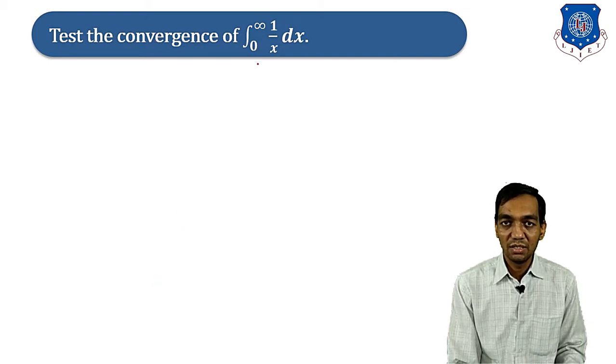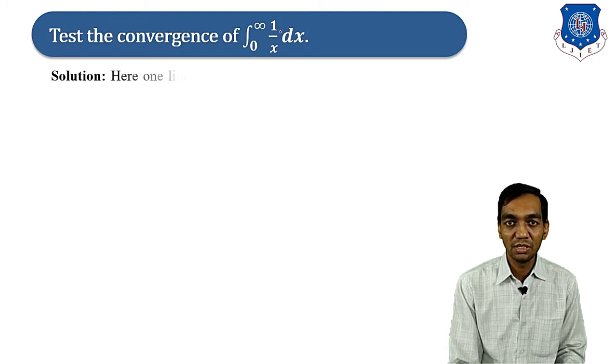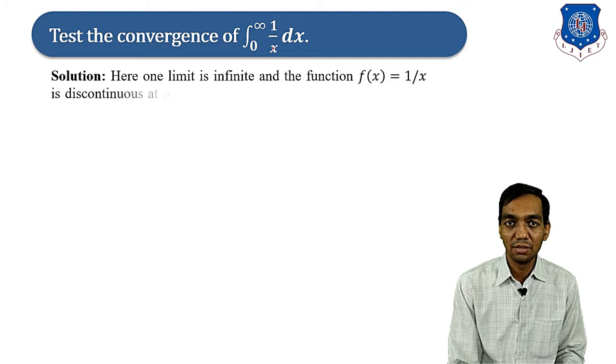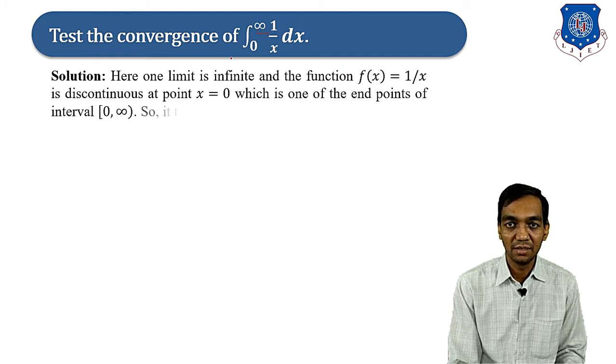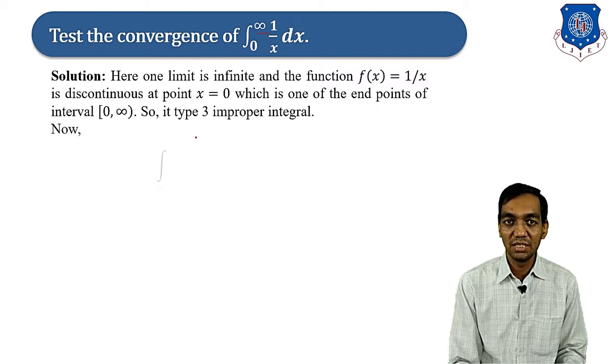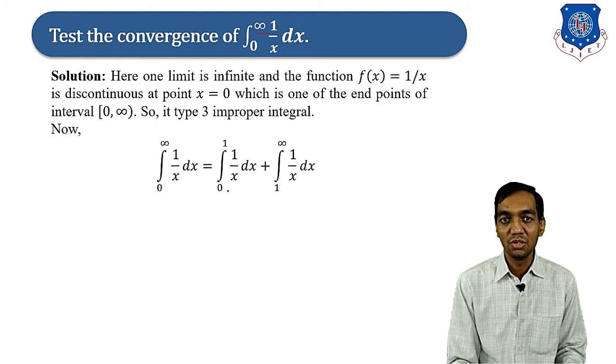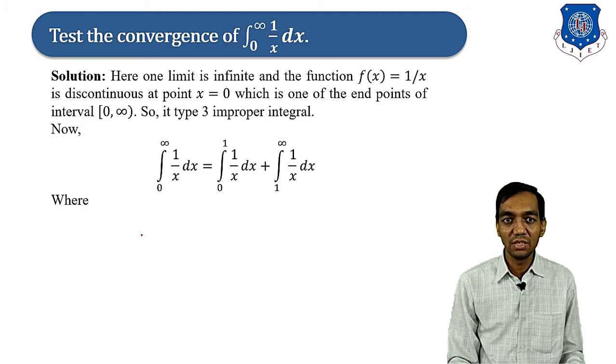In the same manner, we go with one more example, integration from 0 to infinity, 1 upon x dx. Now see, again this function is not defined at 0 and the limit is infinite. So this is a type 3 improper integral. And once it is type 3, you have to break your integration at a point in between 0 to infinity. So we are going to break this integration at 1. So you have two integrals. The first one is from 0 to 1, 1 upon x dx. The second one is from 1 to infinity, 1 upon x dx. Okay, so we are starting with the first integral.